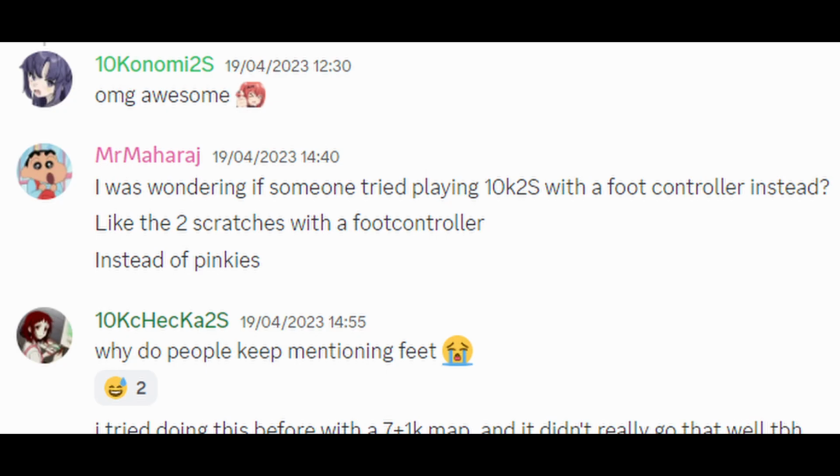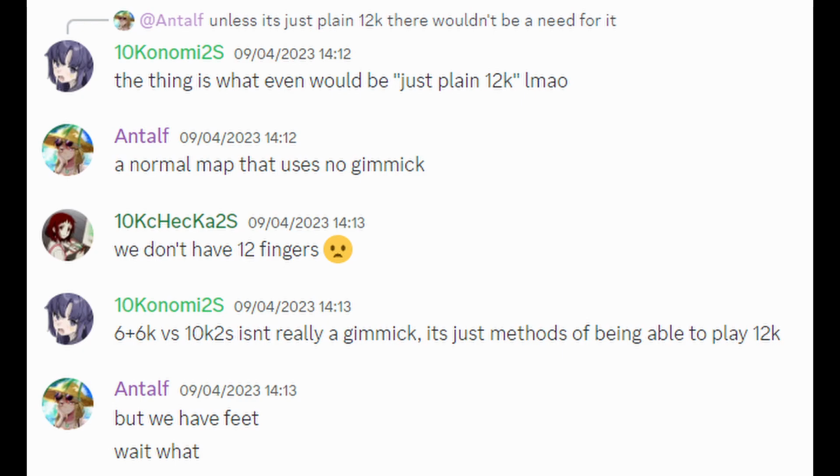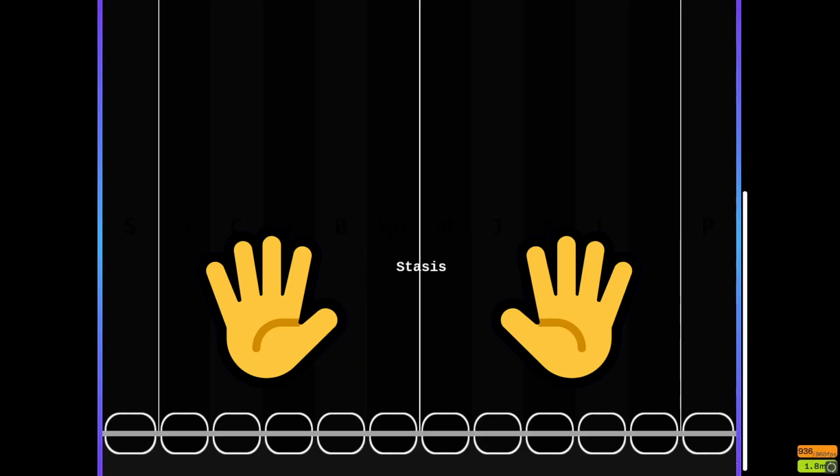No, you do not use your feet. The amount of people that I've seen say this is incredible. I'm starting to think you guys are actually being serious. And I'm just sitting here with 12 fingers or whatever. So how would you play 12 lanes with 10 fingers?